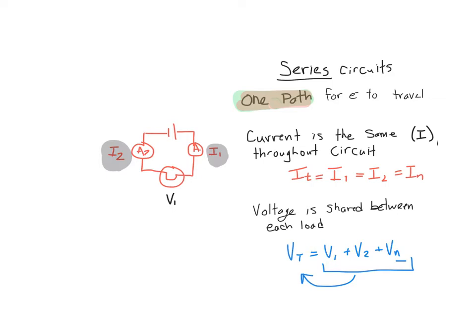Now remember, voltmeters are put in parallel. So over here, we're measuring total voltage because the volts come from the power source. That's the push. The power source is the push. So that's where our voltage is coming from. And so if our VT is equal to 4, and there's only one load, then V1 is also going to equal 4.